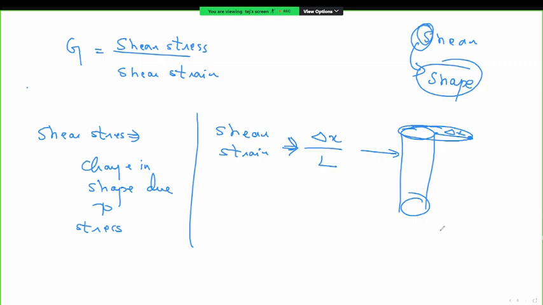I'll repeat it. Shear stress again is given by the formula F by A. Shear strain is going to change the shape of the body. Changing the shape of the body means anything can change.